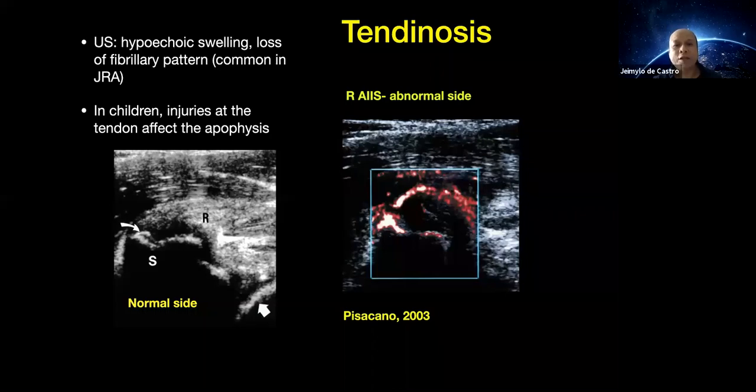So here, this is from Pisacano. You will notice that on the left side is the normal side, with no hypoechoic swelling. There are no other changes. But here on the right side, you will notice that there is vascularity seen, and there is a hypoechoic swelling of the tendon at the attachment area.